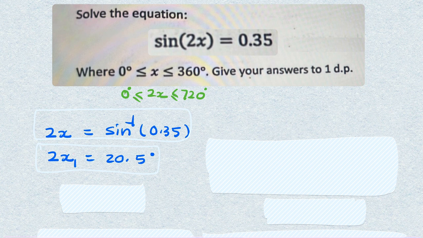But there are more values. Because we have this huge range between 0 and 720 for 2x, there are more values. So this is our first solution. We need to find the others.